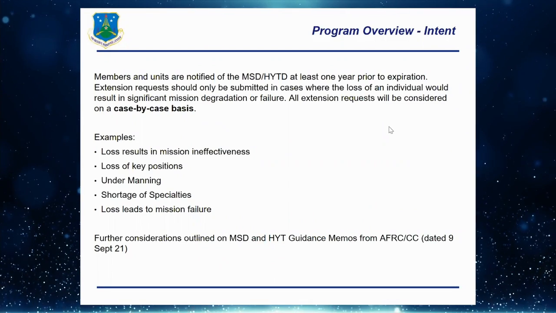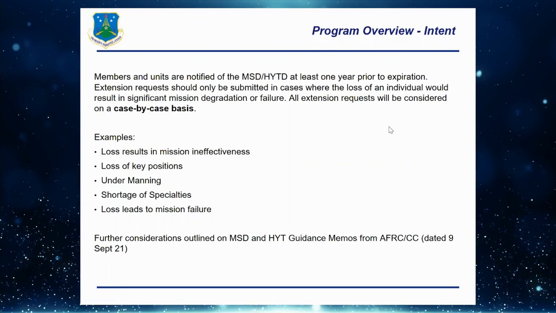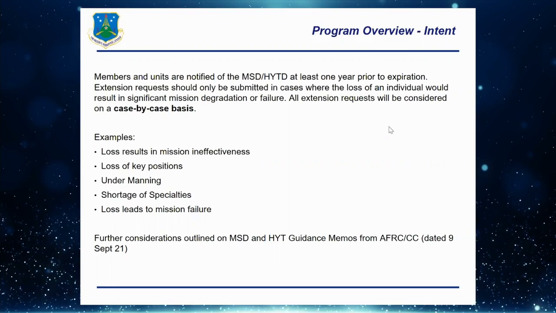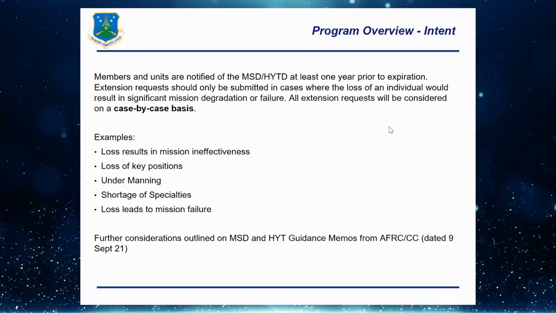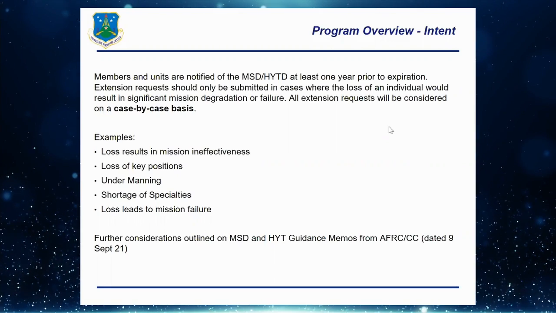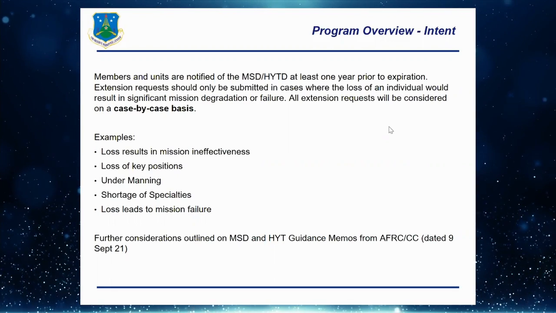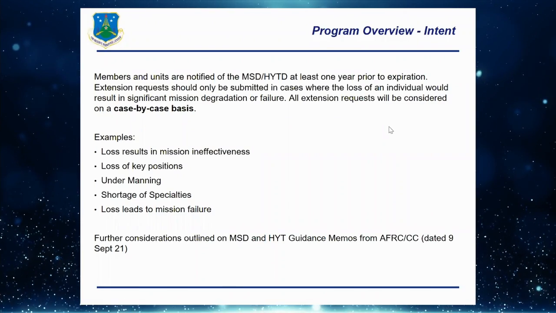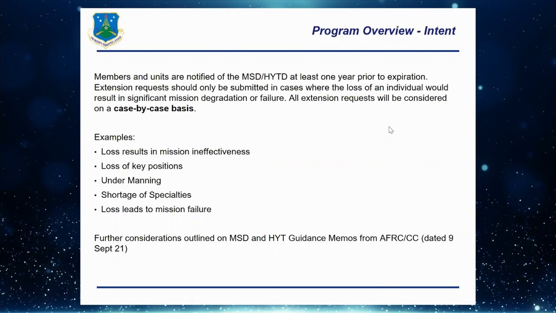Undermanning, this is if you don't have enough AFSCs to do the job and there's no replacements left, and your extension covers that gap. That's one we see. And specialties, a good example of this is boom operators. A boom operator is a critical skill, and there's not very many AFSCs out there. And if the loss of a position leads to complete mission failure, that's a good one too. These are just a few examples of what we've seen. We get a large variety of reasons of why people request extensions.